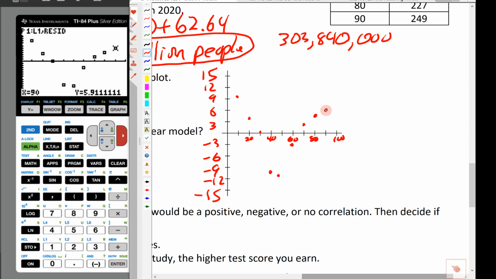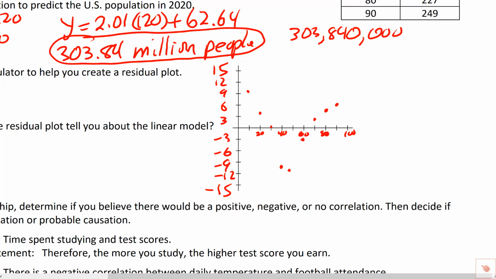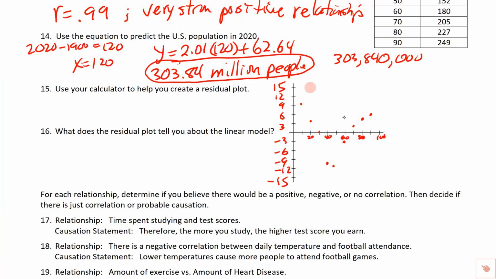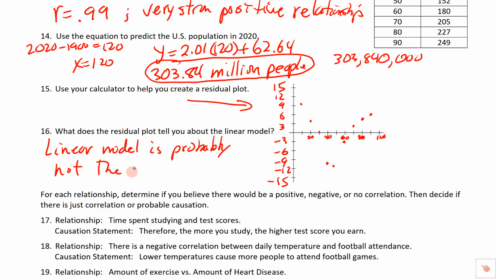Now, what we're looking for here, remember, it talks about what does this tell us about the model. So let me go ahead and go full screen on this and snap this back to width here. We've created the residual plot, so you can just see the answer right over there. And it says, what does the residual plot tell us about this linear model? Well, because there's this pattern of above, then below, and then above, this data is not very well fit by a line. So a linear model is probably not the best.